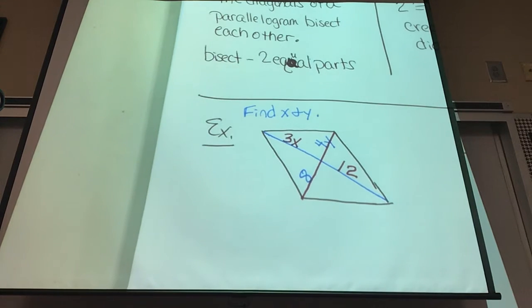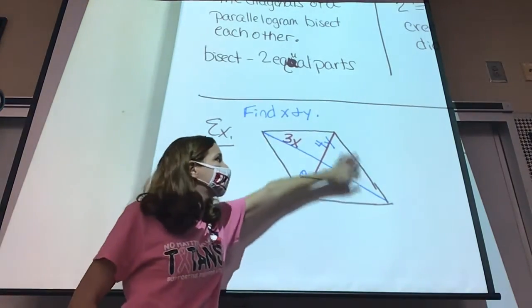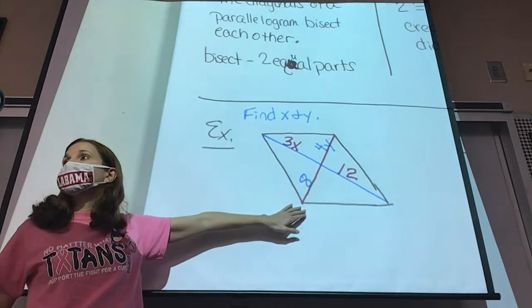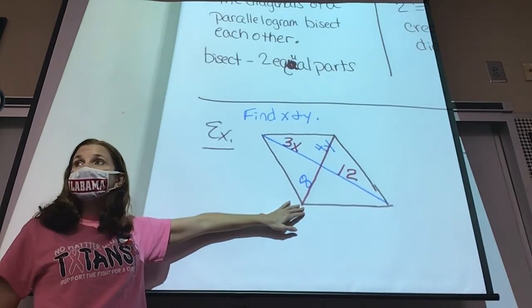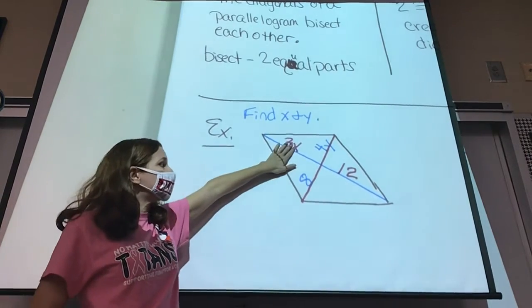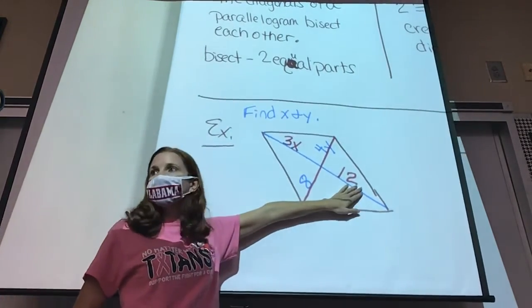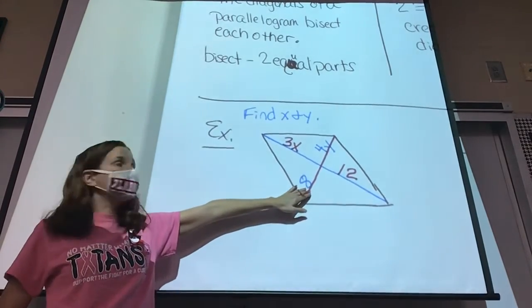Okay, what did we find out just a minute ago about diagonals? If you have two diagonals, what do they do to each other? They bisect, which means they do what? They cut them into equal pieces. So that means this blue is equal to this blue. And this piece is equal to this piece.